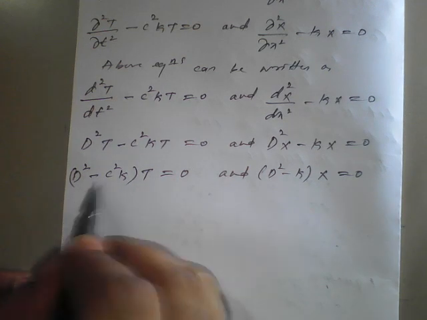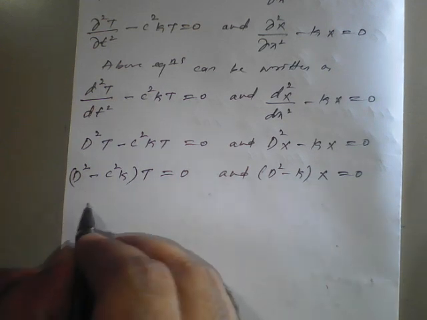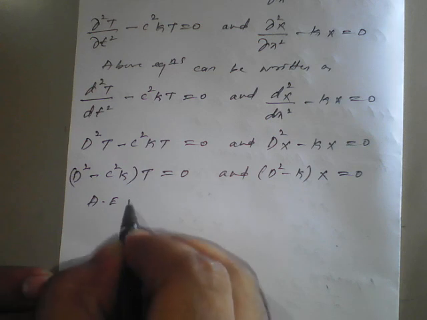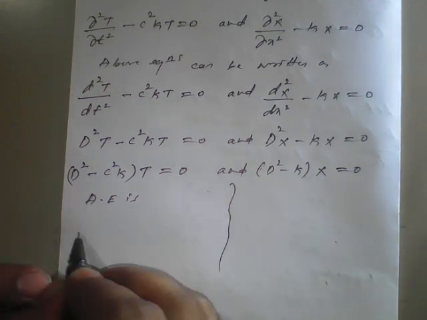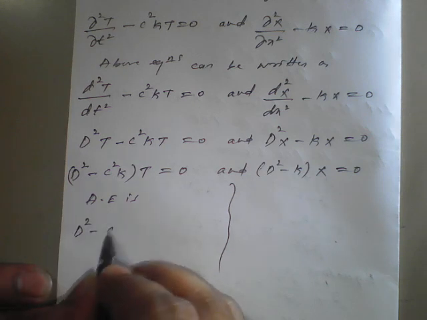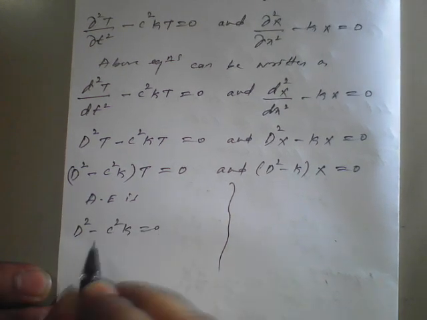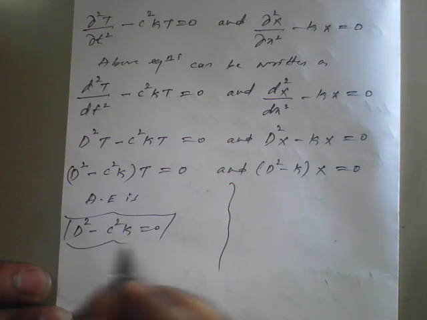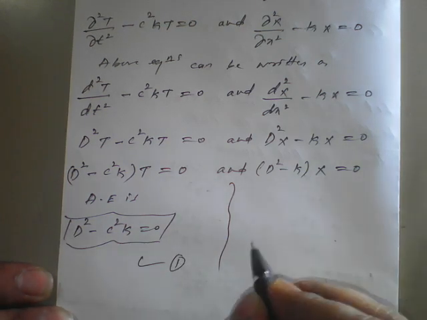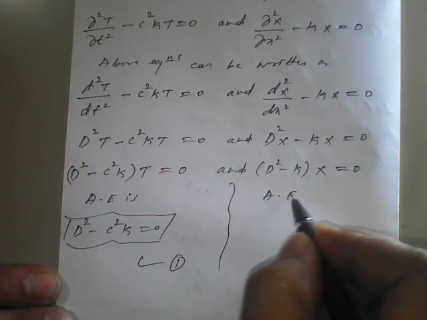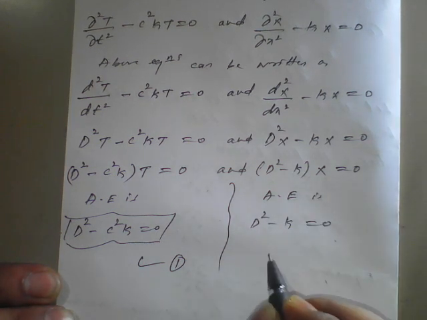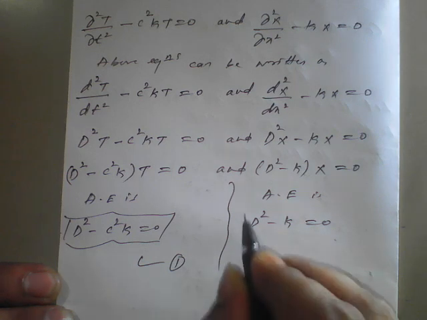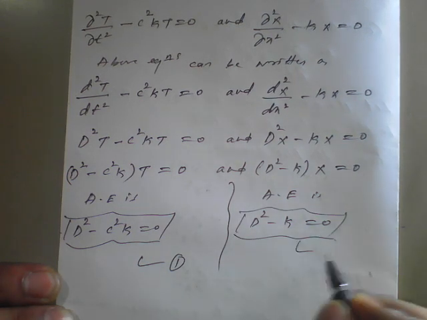Therefore we got these two equations. Then I will say the auxiliary equation for this one is D square minus c square k equal to 0, and I will call this equation number 1. And here the auxiliary equation is D square minus k equal to 0, and we'll call this equation number 2.